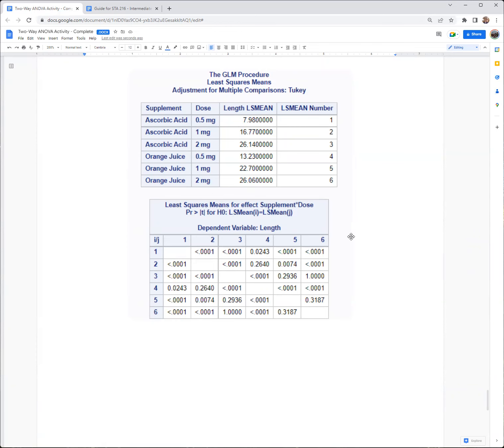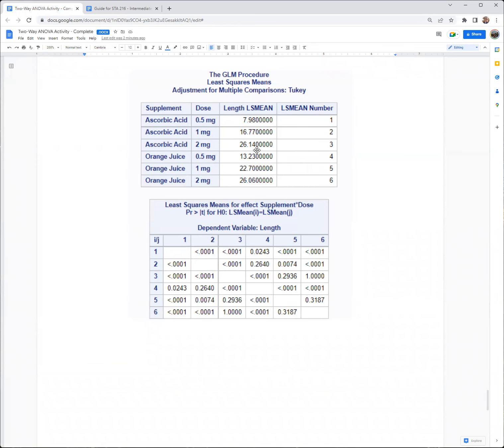orange juice 1 milligram. So depending on which group you were looking at, which treatment group, it tells us a consistent story. There were 3 groups that were better than the others. And we can see that's the case too, looking at the sample means. Okay. 26.14 micrometers for ascorbic acid 2 milligrams, and 26 and 23 about for the orange juice high doses. So if the military had all the money in the world, and it didn't matter, like they could do any supplement type, any dosage level, we'd say go for the ascorbic acid, 2 milligrams.